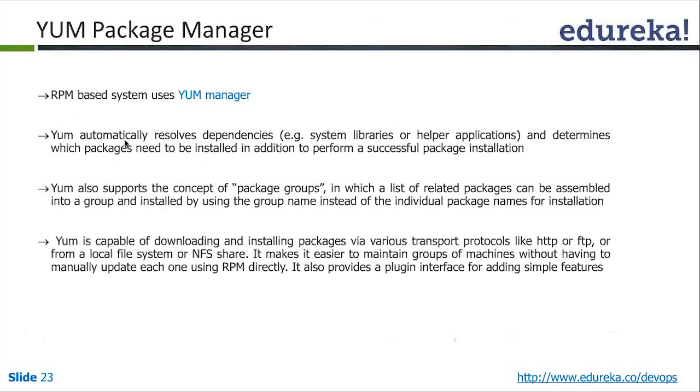Yum automatically resolves dependencies and determines which packages need to be installed in addition to performing a successful package installation. RPM does not do this. It basically packages and installs that individual package alone. Yum also supports the concept of package groups, in which a list of related packages can be assembled into a group and installed by using the group name instead of individual names.